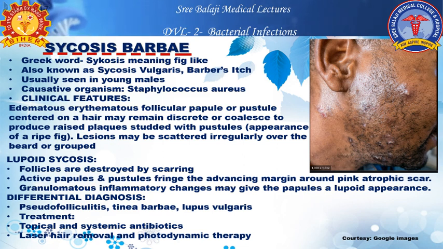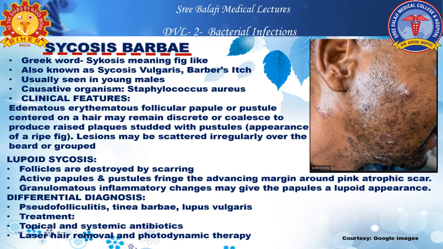usually seen in the male population, always seen in the male population, caused by Staphylococcus aureus, clinically characterized by multiple erythematous follicular papules and pustules with perifollicular erythema. It is centered by a hair follicle, and it is discrete or coalesced to form multiple pustules, and it is mainly seen over the beard region and the mustache region.